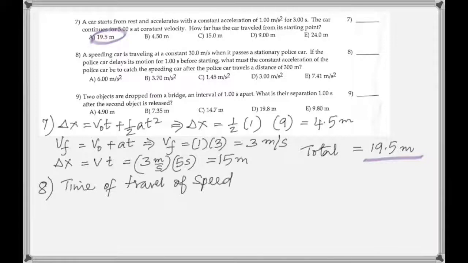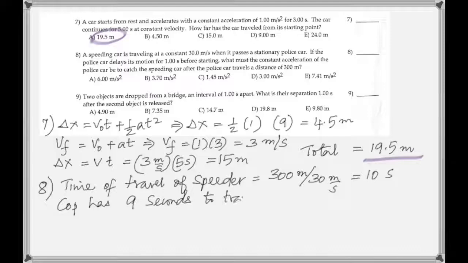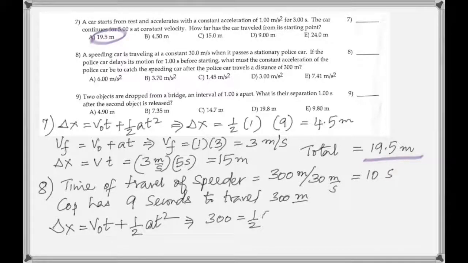So once again, the time of travel of the speeder is 10 seconds. And since the cop starts 1 second late, he only has 9 seconds to catch up. His initial velocity is 0. So when you substitute into this equation, the whole first term becomes 0. And then you have 300 is 1/2 times a times 9 squared, which is 81. And then you calculate, you get 7.41 meter per second squared.